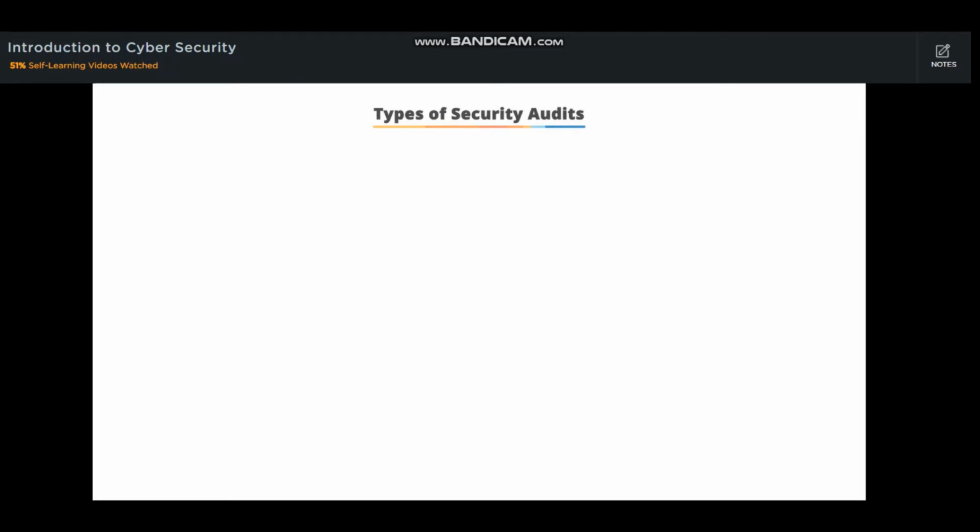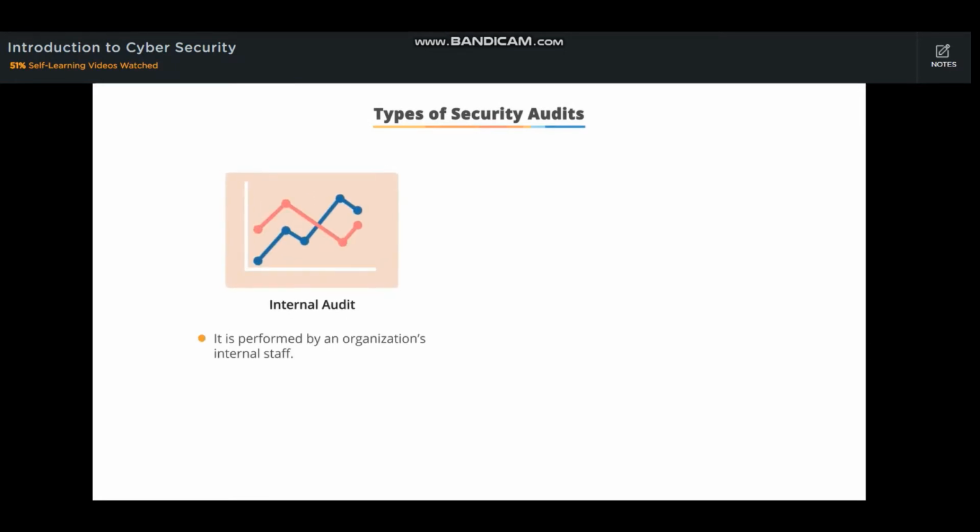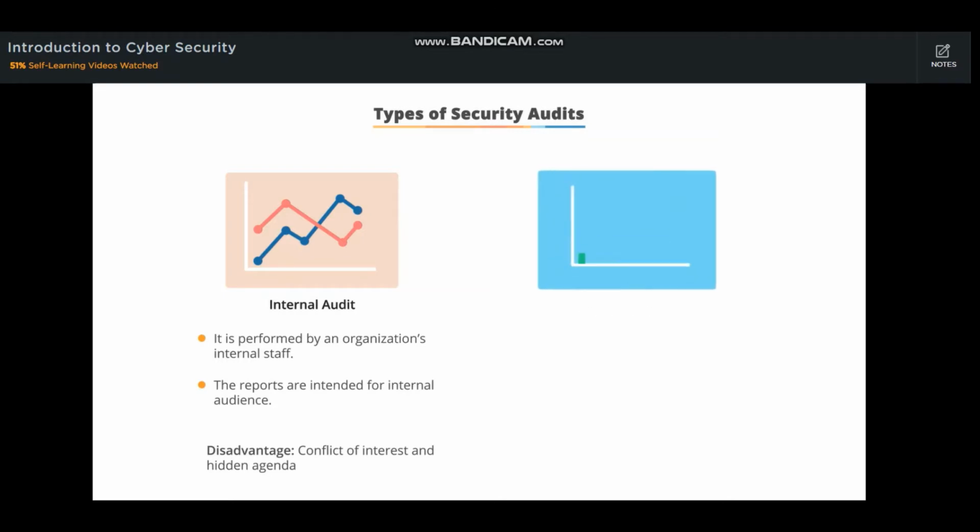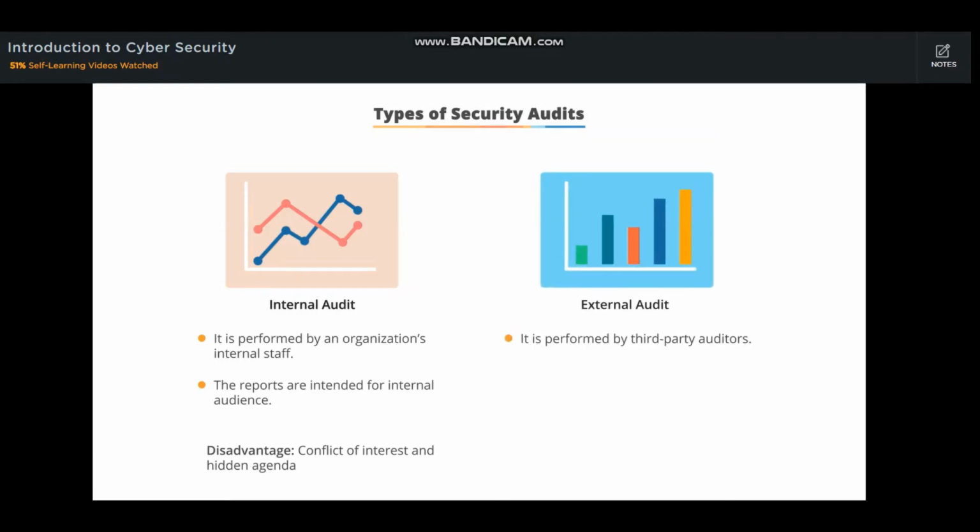Types of audits. Internal audits are performed by an organization's internal staff. The reports are typically intended for an internal audience. The disadvantage is conflict of interest and hidden agendas. External audits are performed by third-party auditors. Reports are intended for third-party stakeholders. Non-disclosure agreements are a prerequisite. The major disadvantage is the cost.